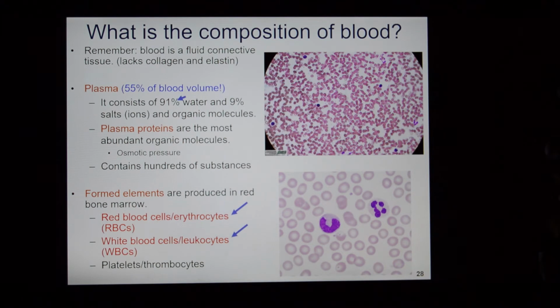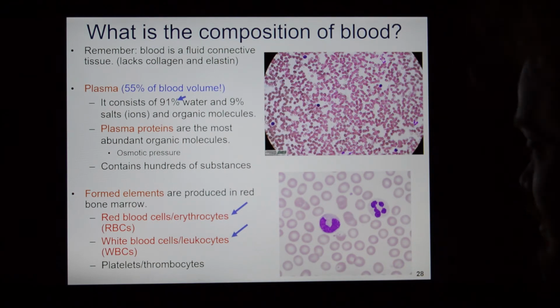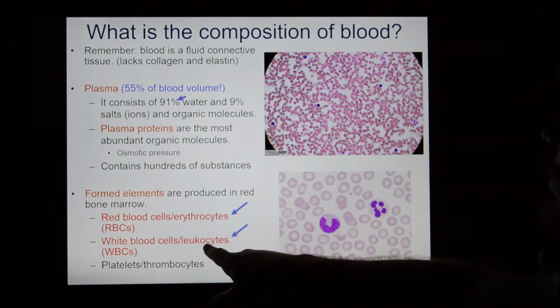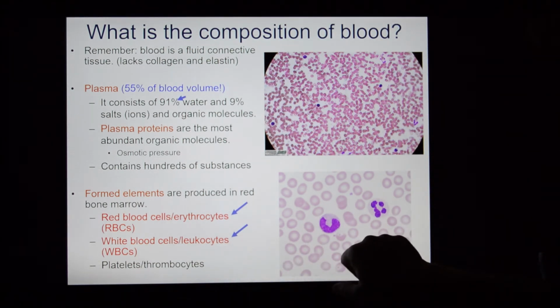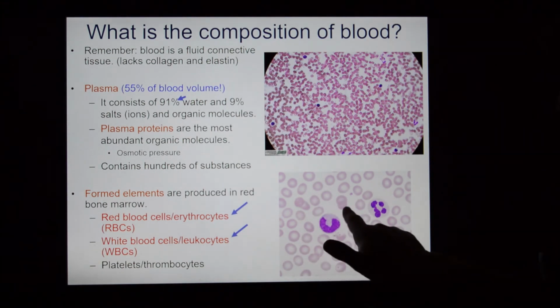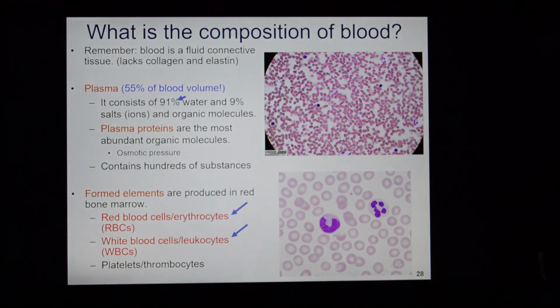So red blood cells or erythrocytes are here. They carry oxygen. White blood cells or leukocytes fight off infections. And then platelets, which are these little flakes that are going to deal with blood clotting.